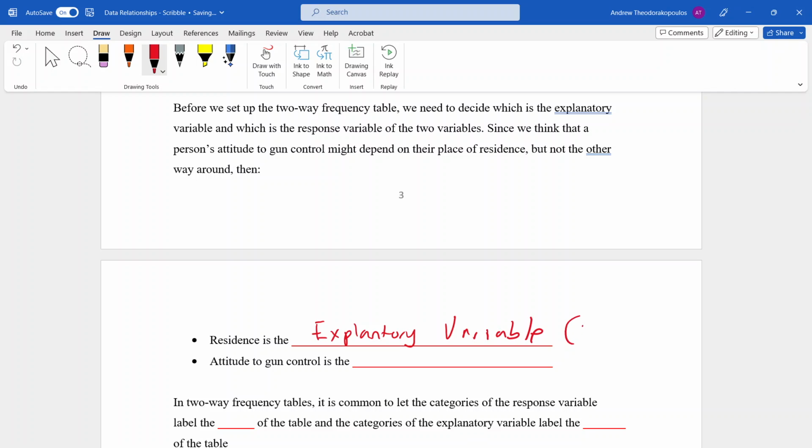Okay, which we often call EV, and the other one, which is the actual attitude to gun control, being the response variable, RV.